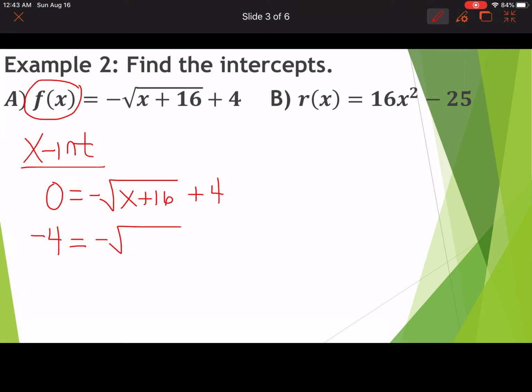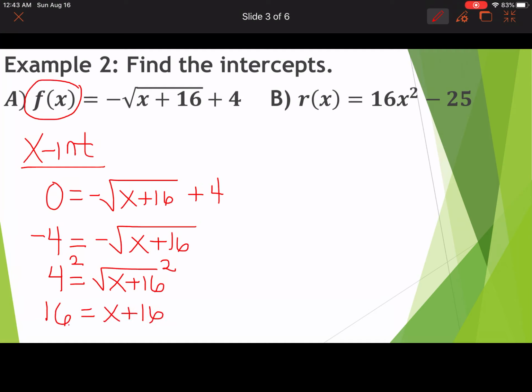So for the next two, we are simply going to find our intercepts. So example 2, we're going to find our intercepts. So this one is a square root function. So to find our x-intercept, remember f of x is the same as y.